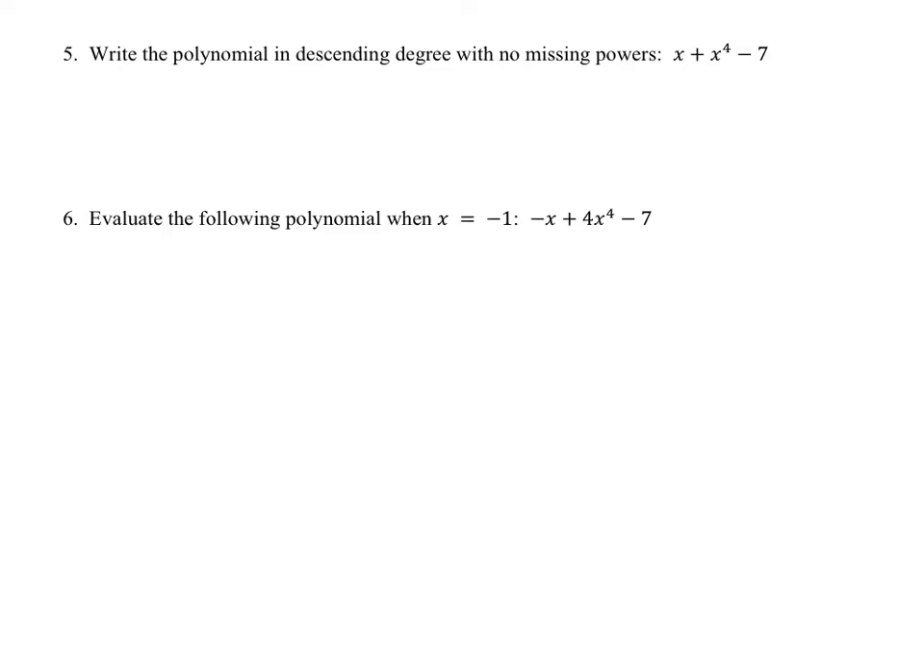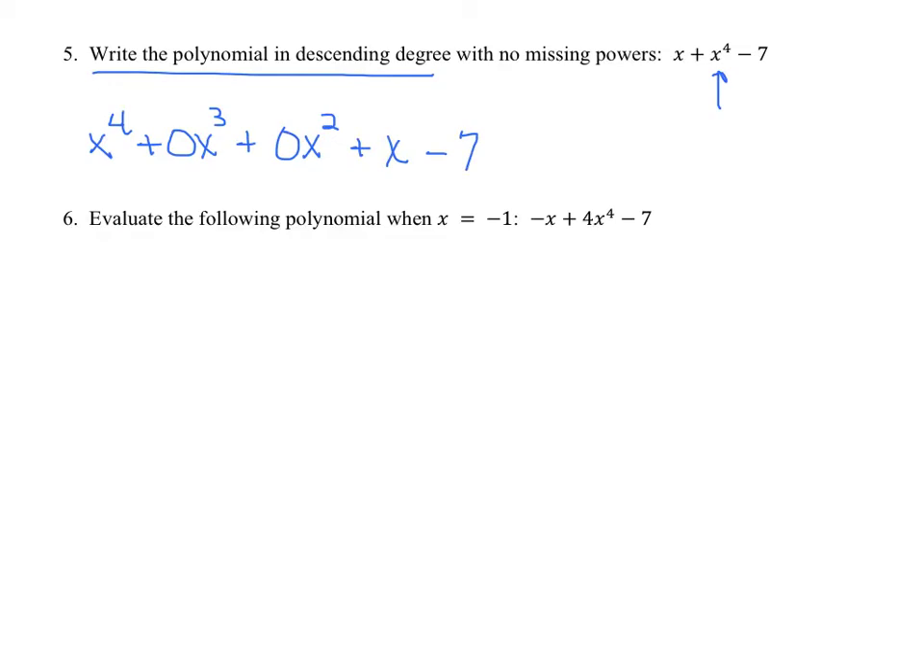Now we're going to write the polynomial in descending degree order. That means I want it to be highest to lowest degree. So with no missing powers. So this guy is first. So it's x to the 4th. There's no x cubed, so we're going to write 0x cubed. No x squared, so we're going to write 0x squared. Ooh, there's an x to the 1st power, and then take away 7. Cool.